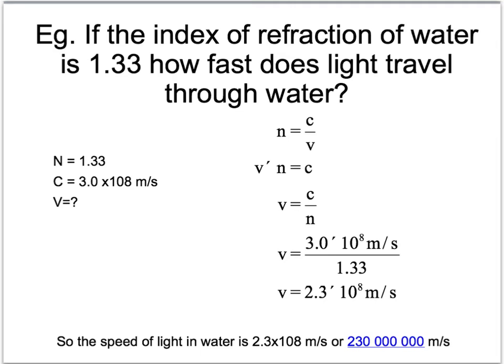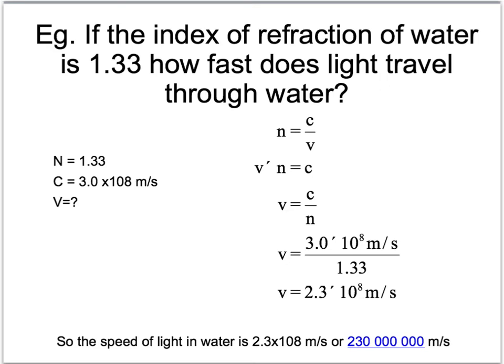By the way, I know you may not be good at rearranging. If you're not, please grab Mr. Cudmore and get him to help you, because I don't mind doing it. I had a lot of trouble with it in high school, but I'm pretty good at it now. So you take 3 times 10 to the 8th meters per second, plug in the numbers, divide by 1.33, put it through your calculator, and you get 2.3 times 10 to the 8th meters per second, or 230 million meters per second. Still really fast, but not quite as fast as it was before.